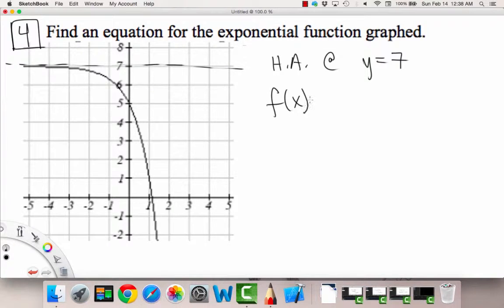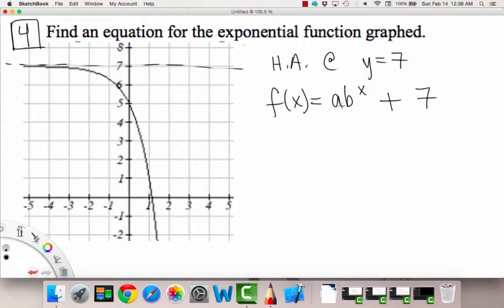So whatever our exponential function is, it must have the form of something plus 7, right? Because normally our horizontal asymptote lies at y equals 0, but if we shift it up by 7, we should just add that 7 on there. Okay? Let's see, what else do we have?